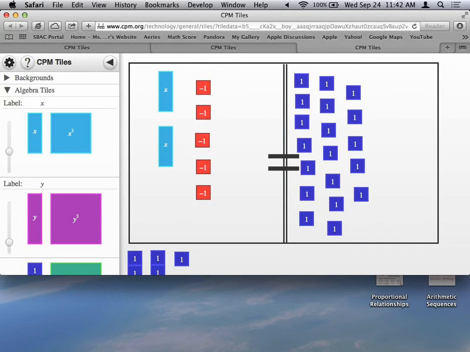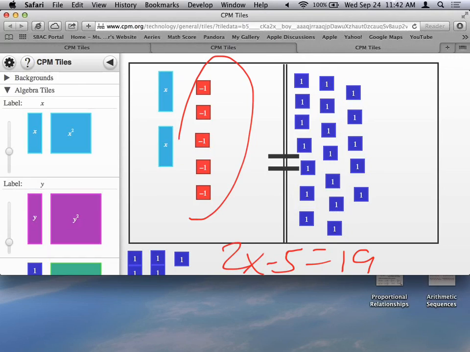So here, once again, here's what we have. We have 2x, minus 5 equals 19. So what we need to do is we're trying to figure out how many of the unit tiles go with each of the x tiles. So what we need to do to make that happen is we need to find a way to get rid of all those negative unit tiles. Anybody have any idea how we could do that?